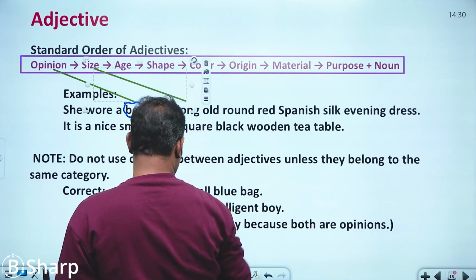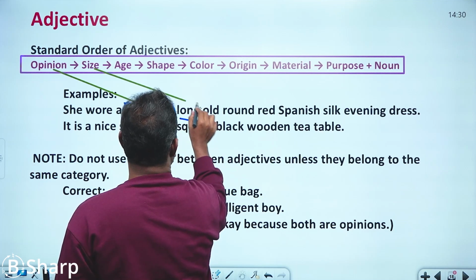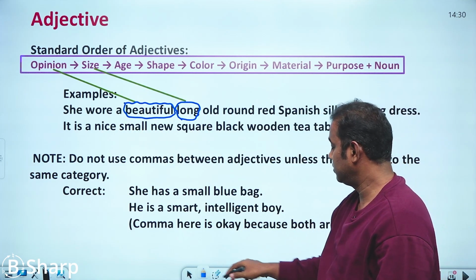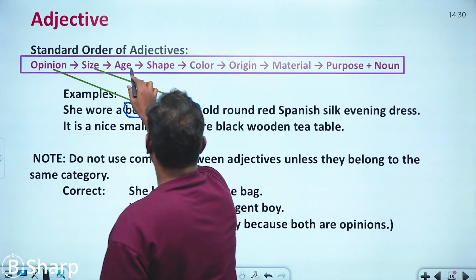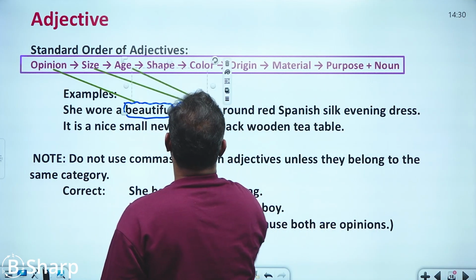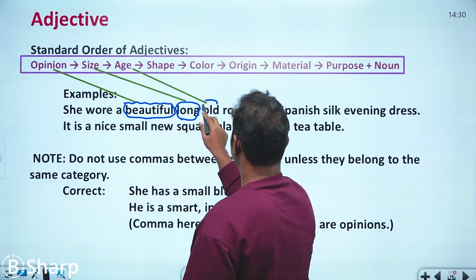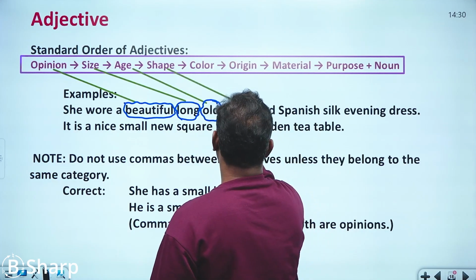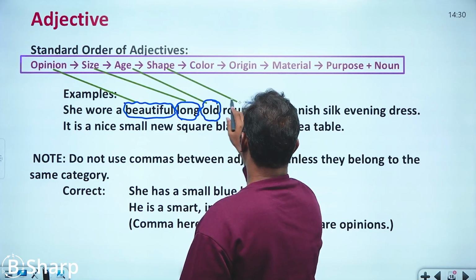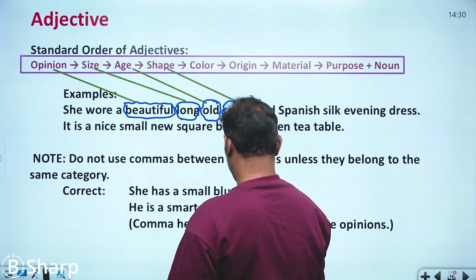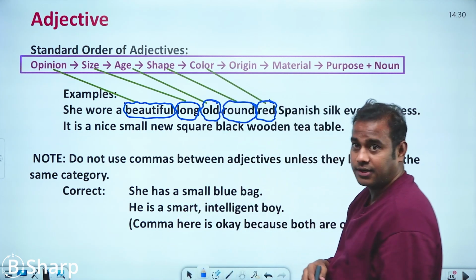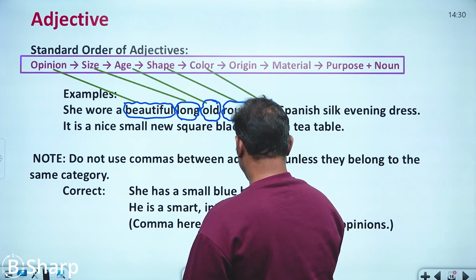Size is basically something long. Then age: old, new. So that is age. Then shape, here it is round. Then color is red. Red color.